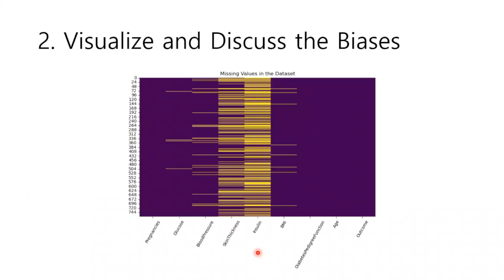Next, we visualize and discuss the biases. Here's a heat map for all the zeros, or I should say missing values, in the dataset. Even without knowing the exact numbers of NAs, this heat map clearly shows that skin thickness and insulin especially are just filled with zeros. In case you're wondering, they respectively have 227 and 374 zeros out of only 768 cases in total. These missing values, disguised as zeros, must be handled as a part of pre-processing.